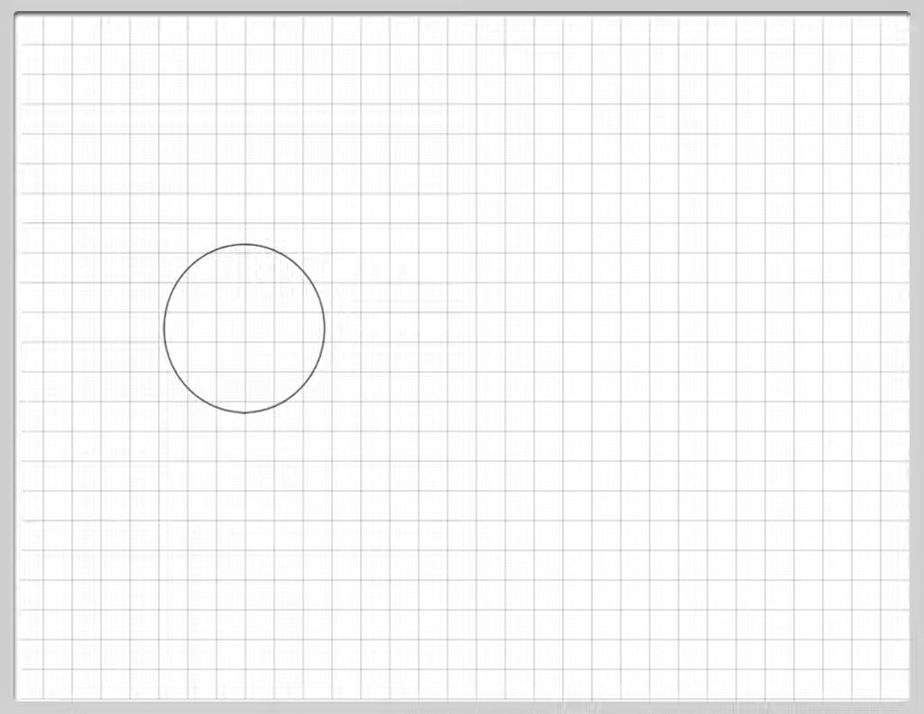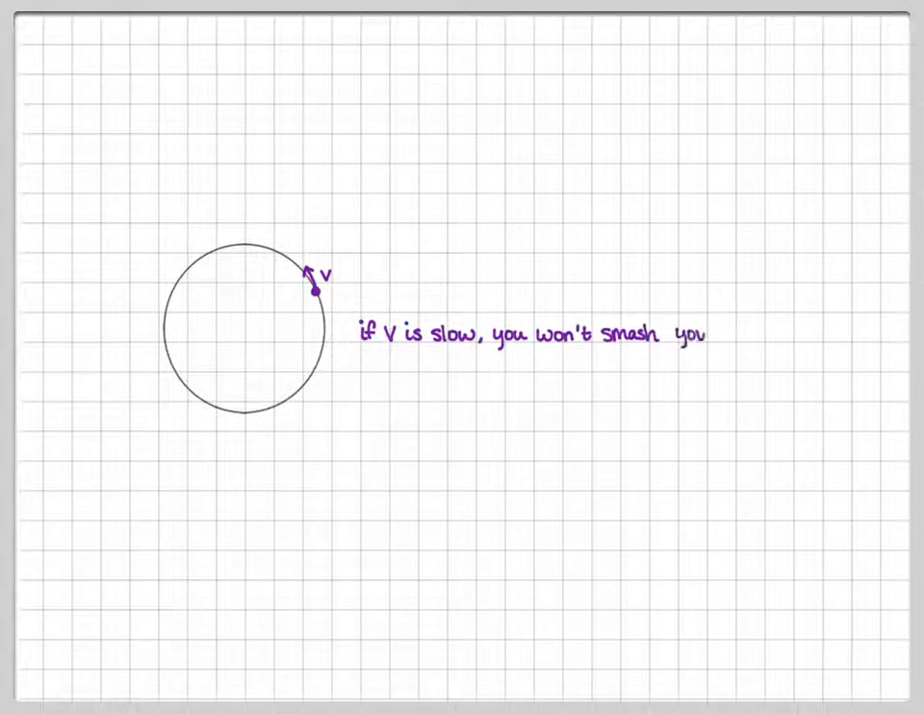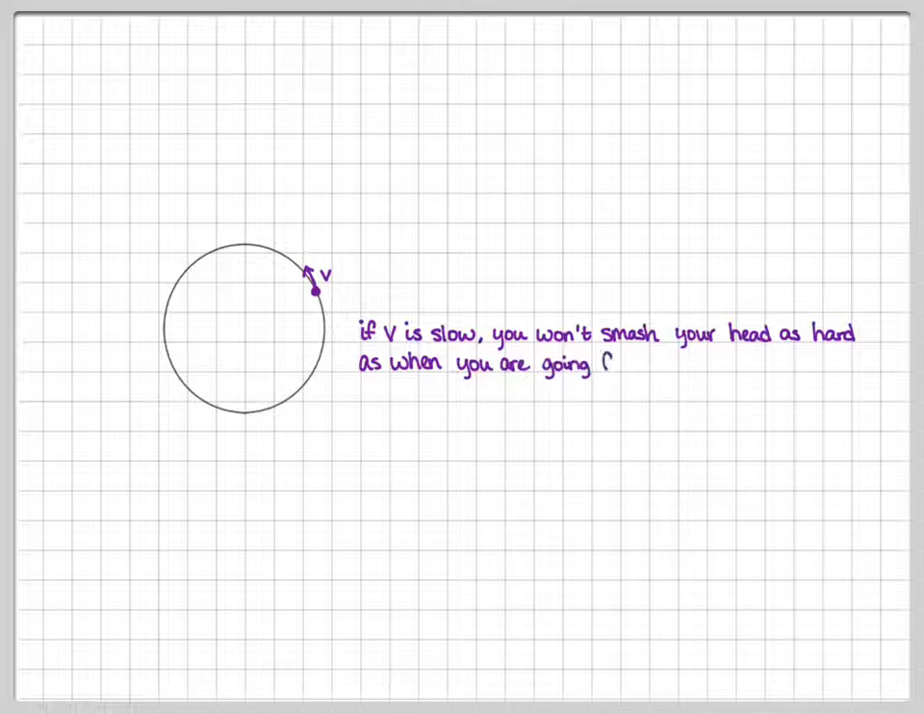So let's say here's a circular path that I'm going to be driving on. Okay? So if I'm driving slowly, you aren't going to hit your head as hard on the window. Right? I mean, that makes sense. The faster you go around the curve, the more jarring of an experience it is. So if the velocity is slow, you're not going to smash your head as hard as when you're going fast. In other words, the centripetal acceleration is related to velocity. And it's actually related to the velocity squared.